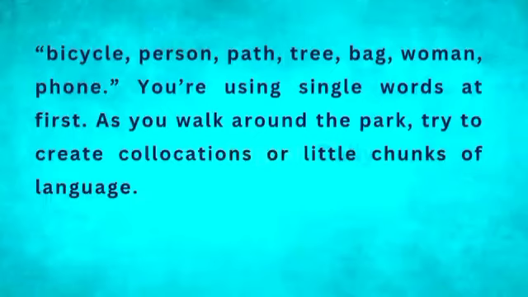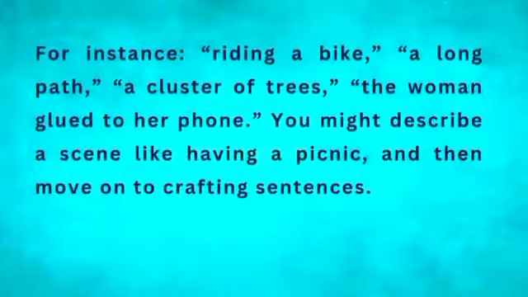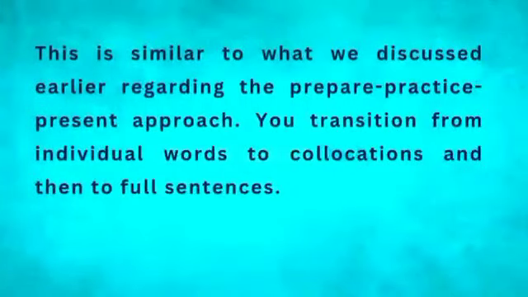As you walk around the park, try to create collocations or little chunks of language. For instance, riding a bike, a long path, a cluster of trees, the woman glued to her phone. You might describe a scene like having a picnic and then move on to crafting sentences. This is similar to what we discussed earlier regarding the prepare, practice, present approach. You transition from individual words to collocations and then to full sentences.